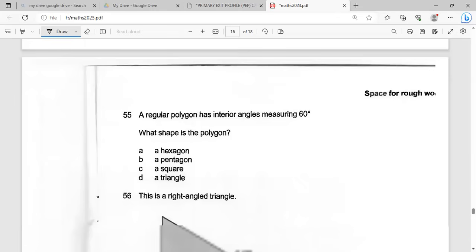A regular polygon has an interior angle measure of 60 degrees. What shape is the polygon? All right, don't focus on the interior, focus on the exterior. If the interior is 60, to get the exterior it will be 180 minus 60. So the exterior will be 120, right? For all shapes, the exterior angles add up to 360. So all we have to do is 360 divided by 3. So that means it has 3 sides. So that's a triangle. All right, let's move on to 56.